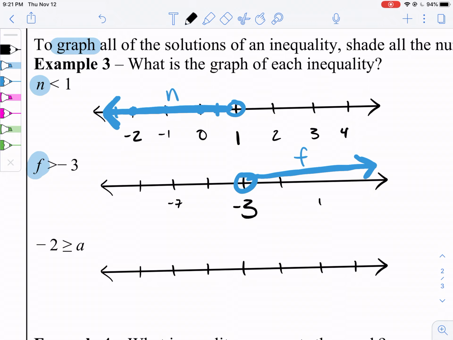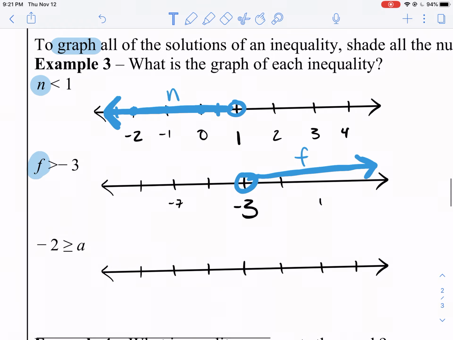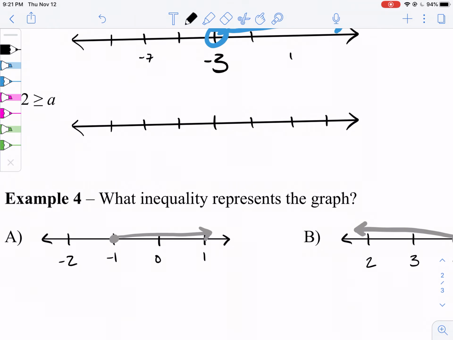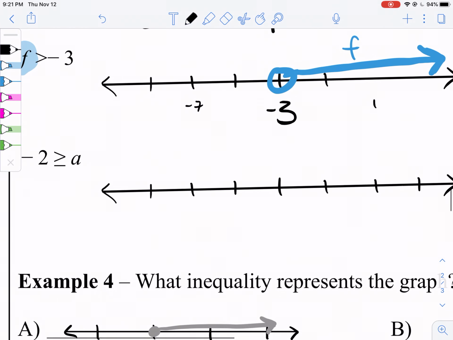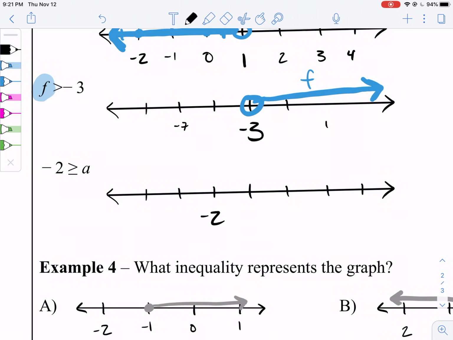So let's label negative 2. It doesn't have to be exactly in the center. It could be down here if we wanted to. And then we could do negative 2, negative 1, 0, 1, 2, negative 3, negative 4, like that. That's fine. And now we need to shade in some numbers for values of a where negative 2 is greater than or equal to a.